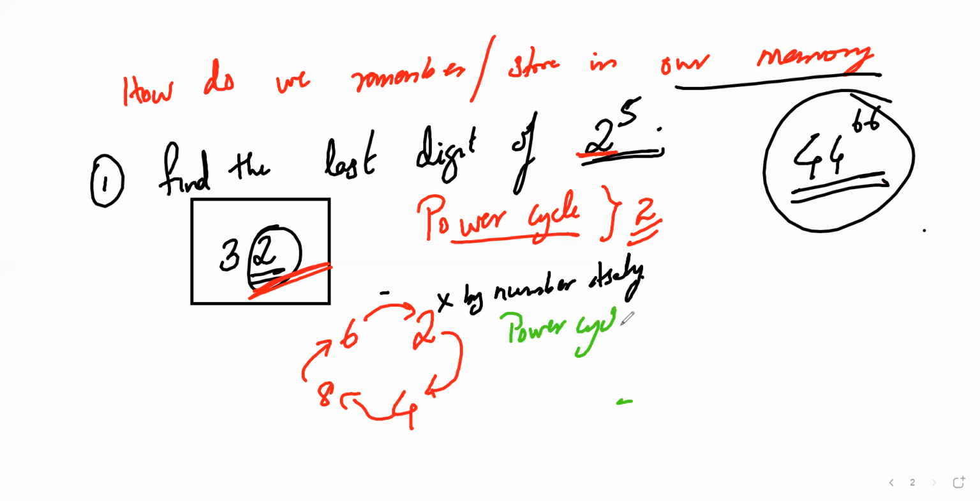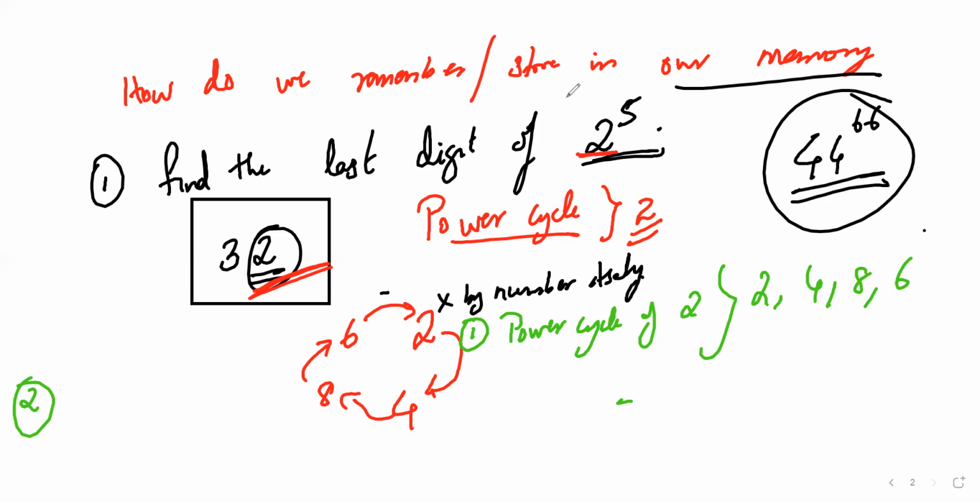Power cycle of 2, what is it? 2, 4, 8, 6. That is my step 1. Step 1 is over. Now my step 2. Step 2, I'll write on here.